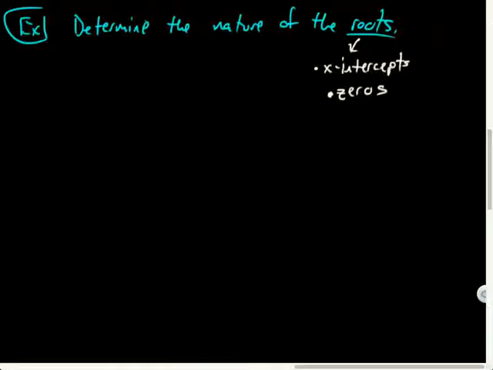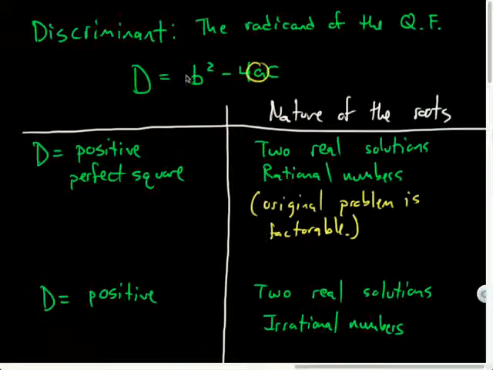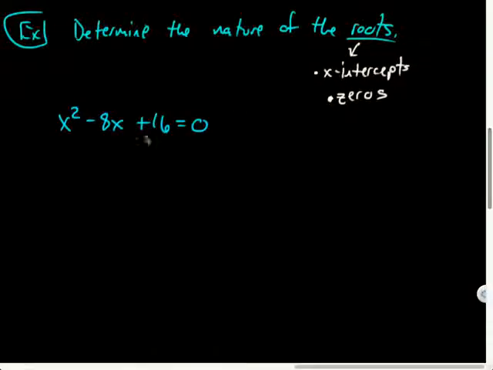So let's do a problem together, friends. What if I've got x squared minus 8x plus 16 equals 0? In order to use the discriminant, I need to know A, I need to know B, I need to know C. And we know where to find A, B, and C. A equals 1, B equals -8, C equals 16.